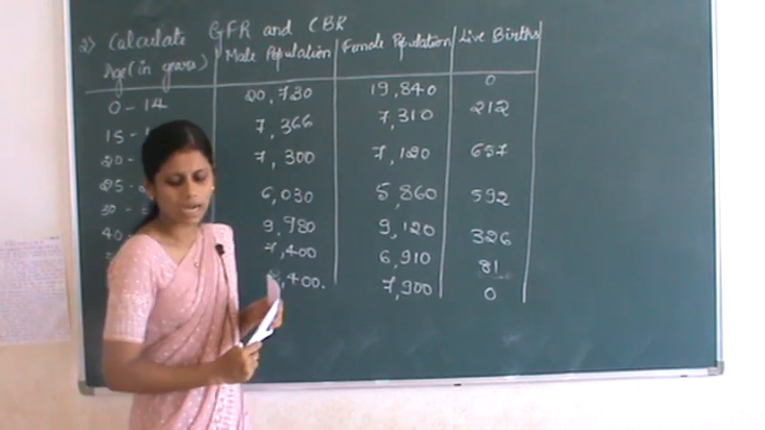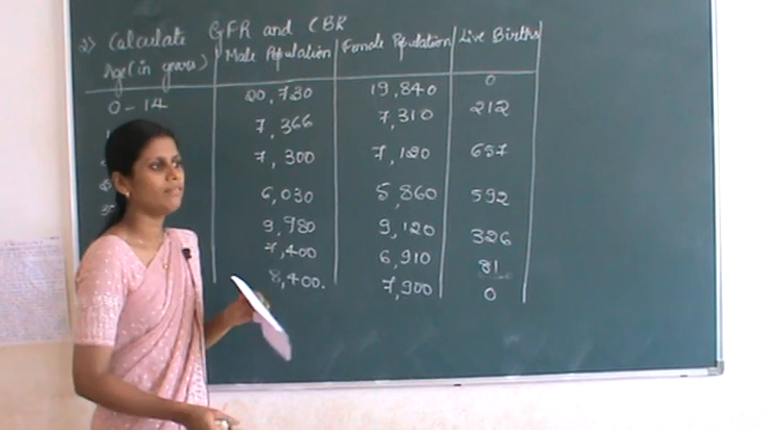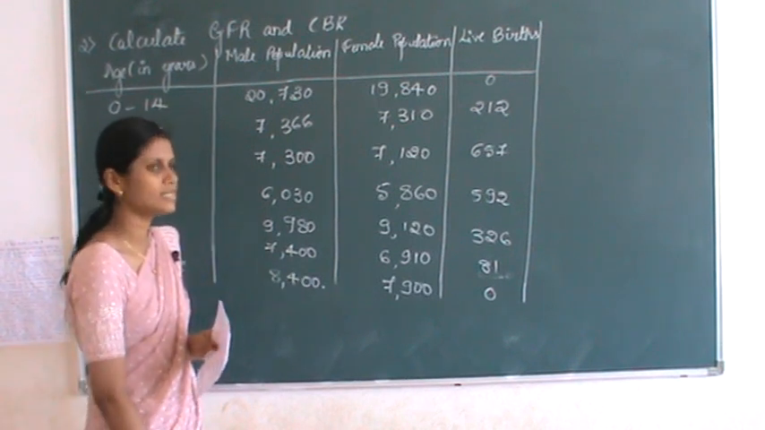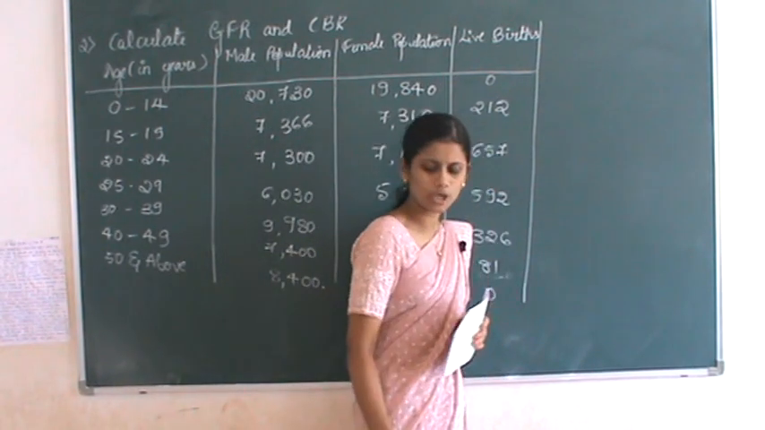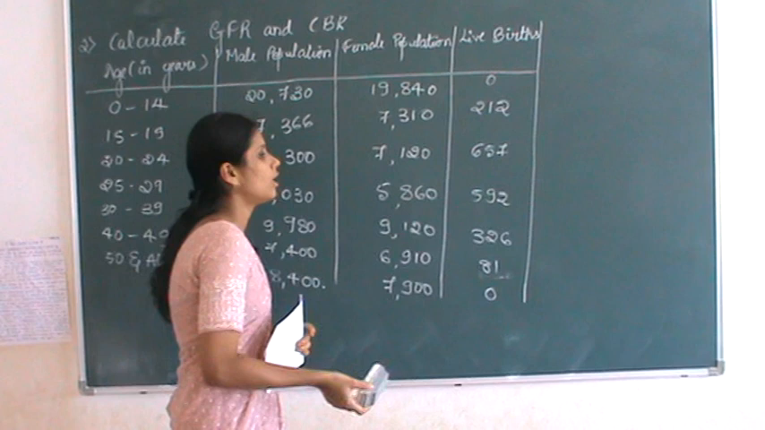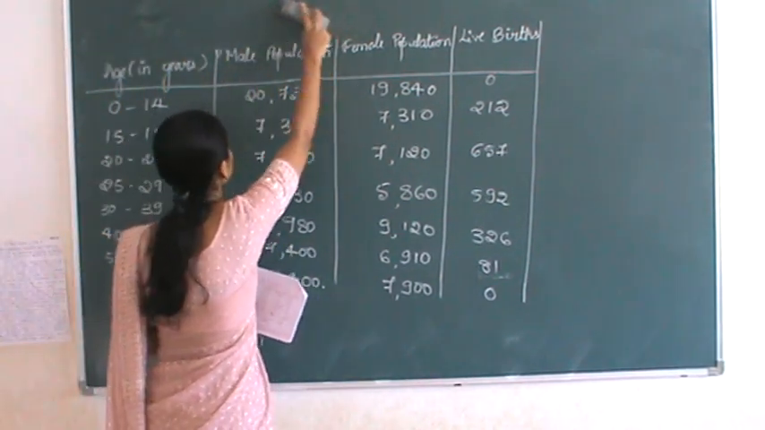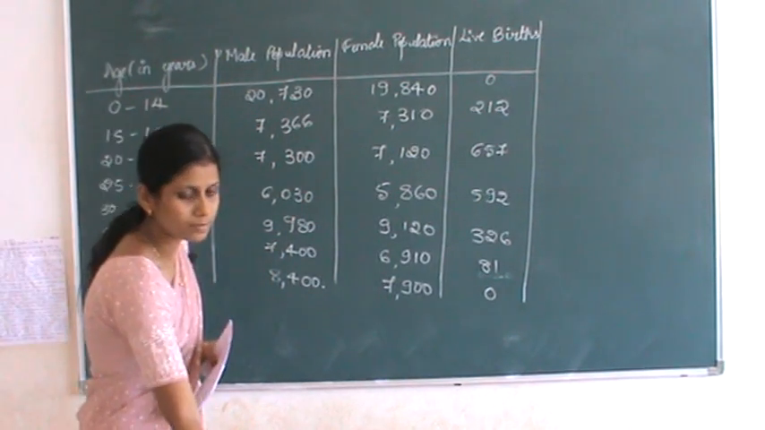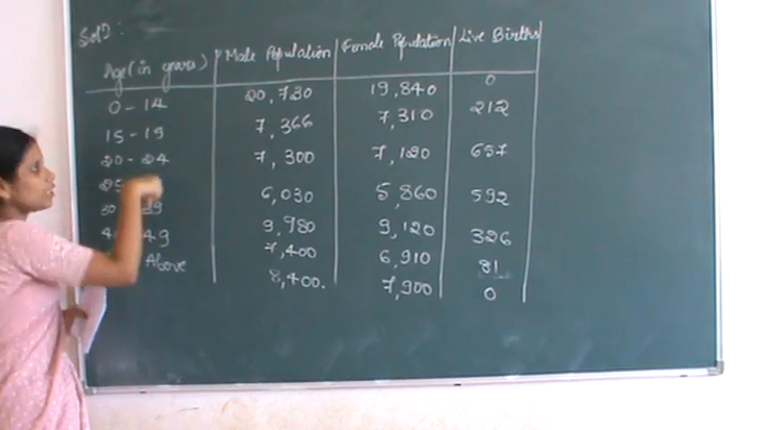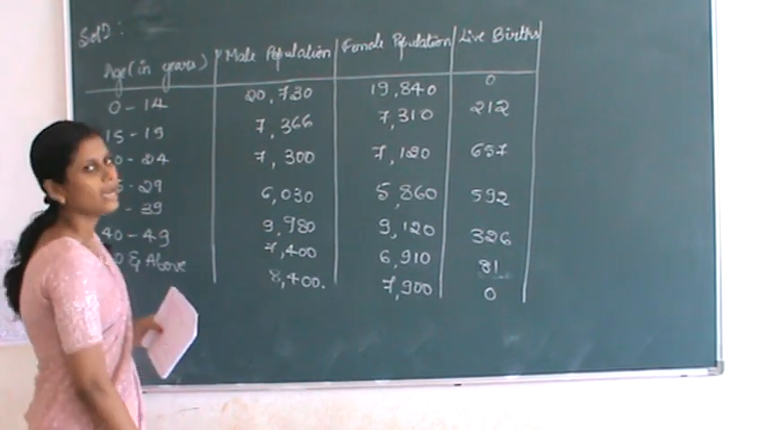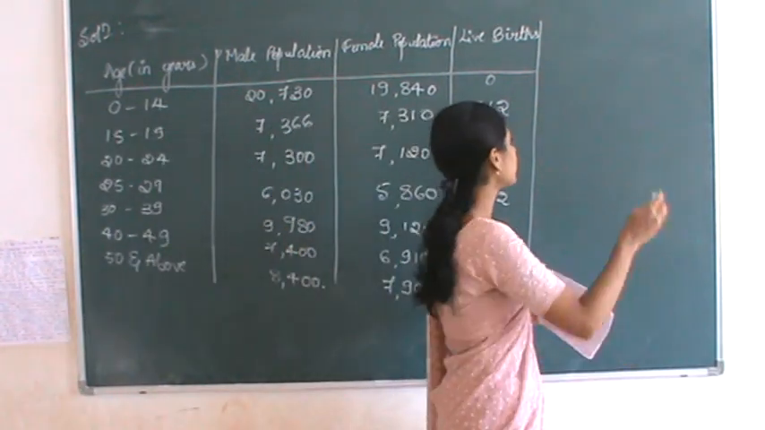Now we are asked to calculate GFR and crude birth rate. Now we will apply the formula and solve this question. In the solution, first you have to draw the same table which is given in the question, and after that we will apply the formula and see what we have to calculate.